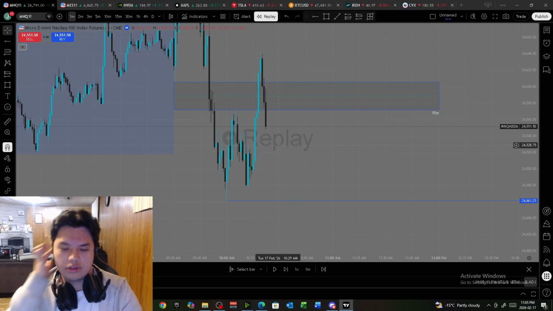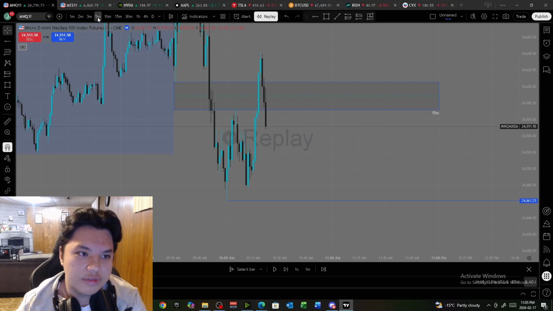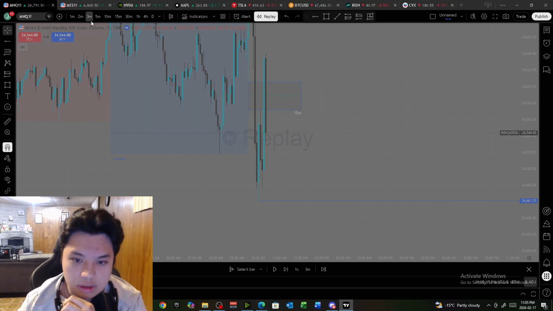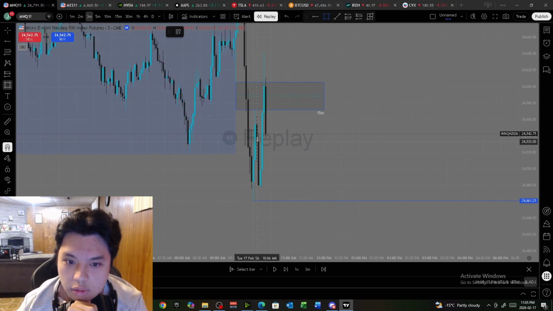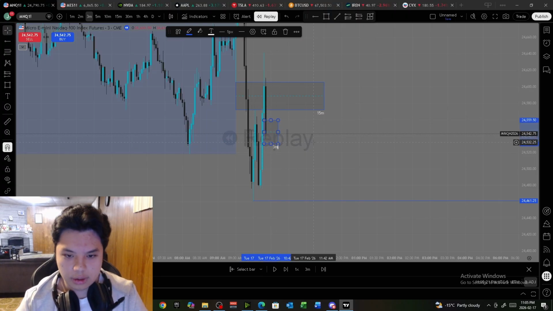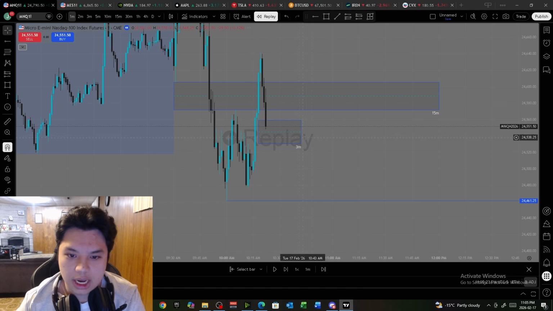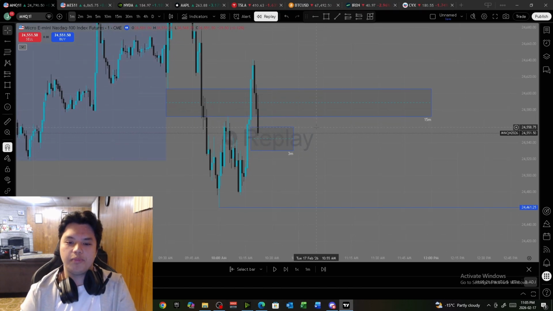Okay, this looks like a good opportunity. So let's look for a 1 to 5 minute time frame fair value gap. So nothing on the 5. Ooh, look at that. We got a 3-minute gap right here. This is nice right here. 3-minute gap. All right, back on the 1 minute time frame. So we have the 3-minute gap.